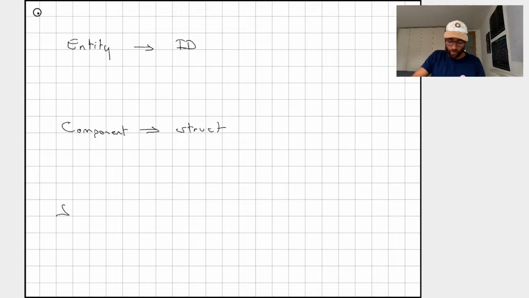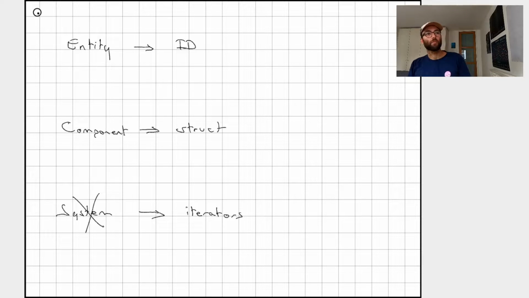And then finally, system. We're not really going to have systems in this framework. So I'm going to cross it. We're going to have iterators. We're going to basically give a way for the user to iterate over entities that have a specific component, or entities that have a combination of specific components. And then the user will build their own systems that use these iterators.